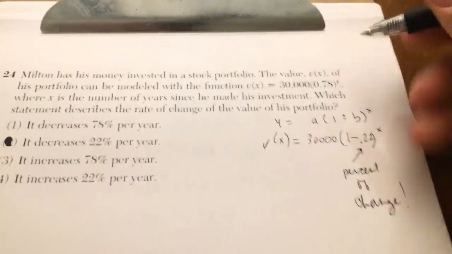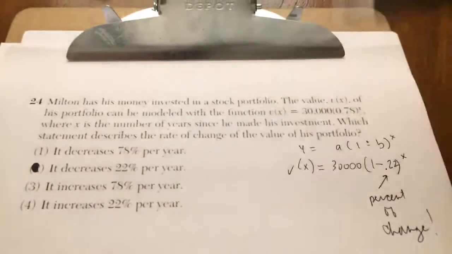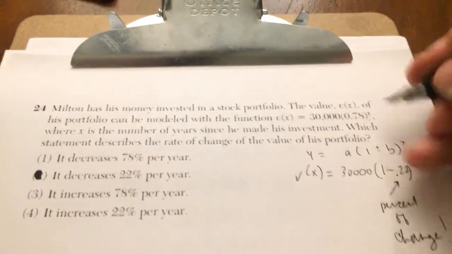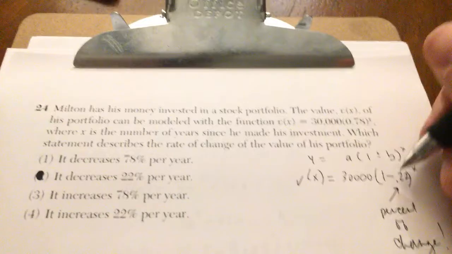So in this case, we're going to say it decreases, because of the minus and because it's less than 1, but it's 0.22, 22% per year.